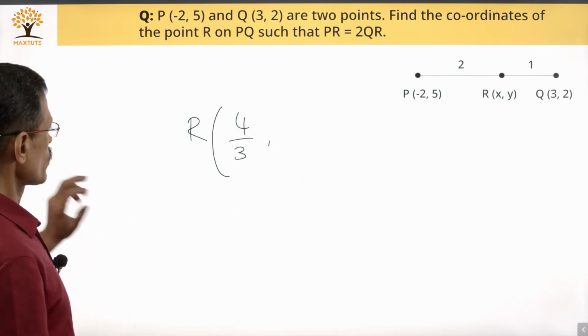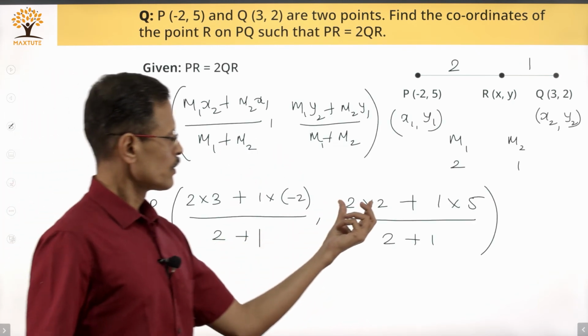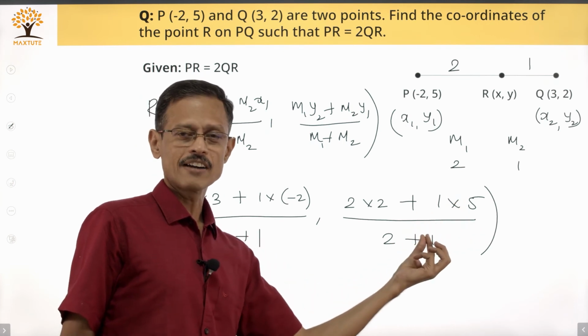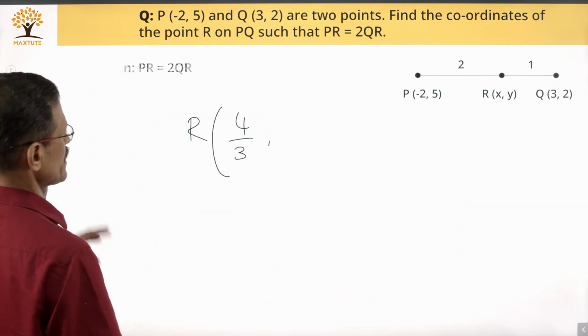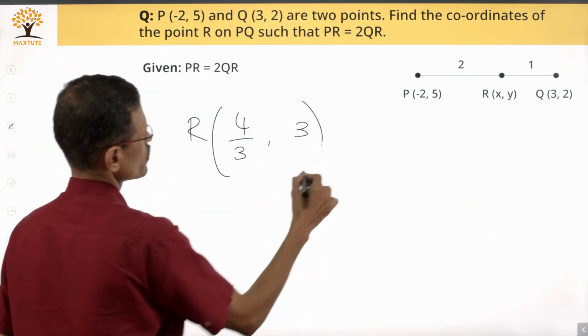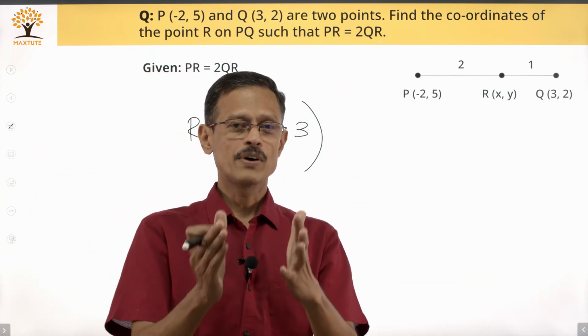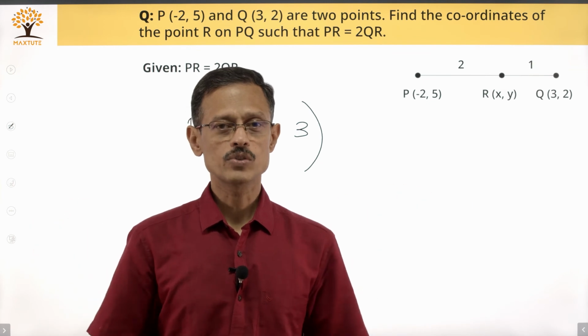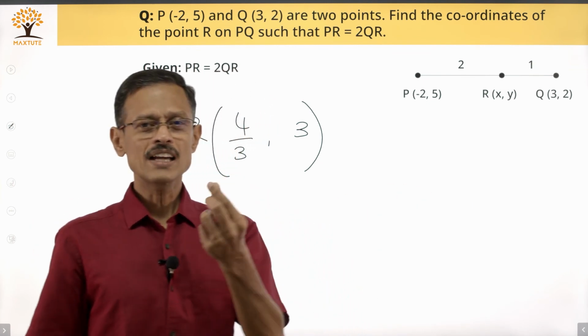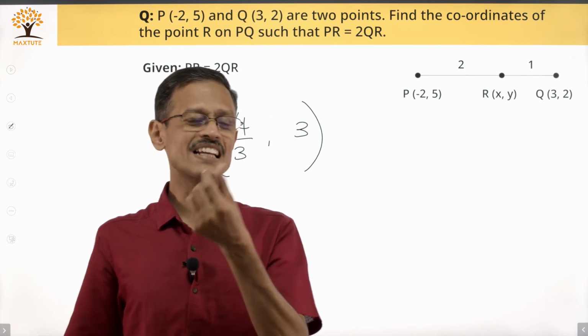Let's compute the y coordinate: 4 plus 5 is 9, 9 divided by 3 is 3, so that's an integer, so it doesn't matter whether it's an integer or a fraction. So the coordinates of point R are 4 by 3, 3. So R is a point which divides this line segment in the ratio of 2:1. We applied the section formula. Figuring out that it's 2:1 is just one little extra step, right?